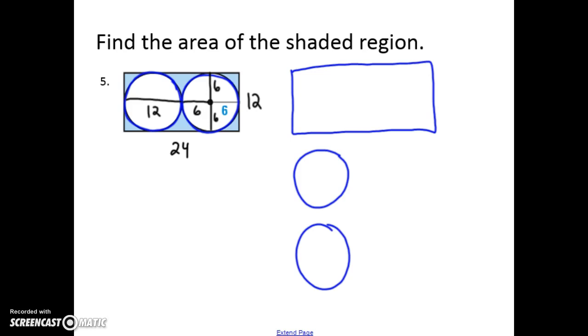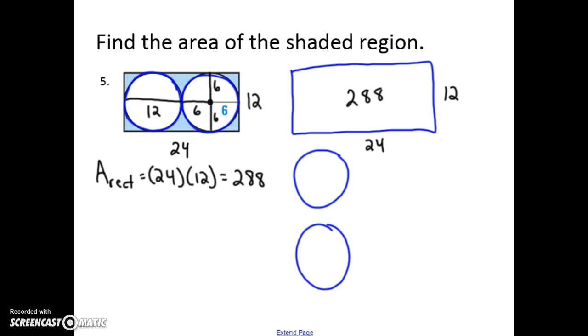And so the area of this rectangle is just 12 times 24. So that's 288. We can write this over here. Area of the rectangle is base times height, 24 times 12, which is 288.